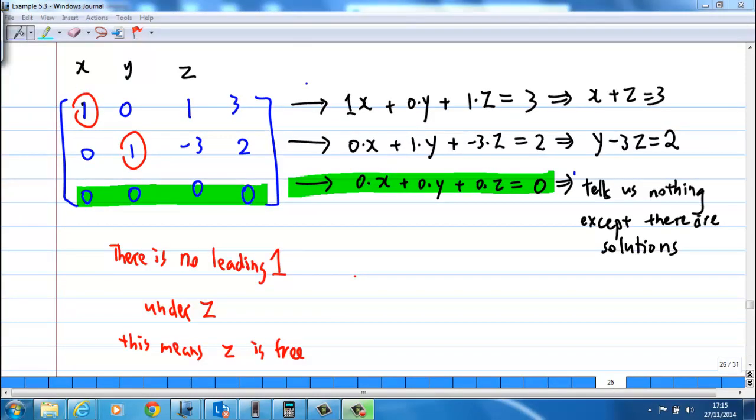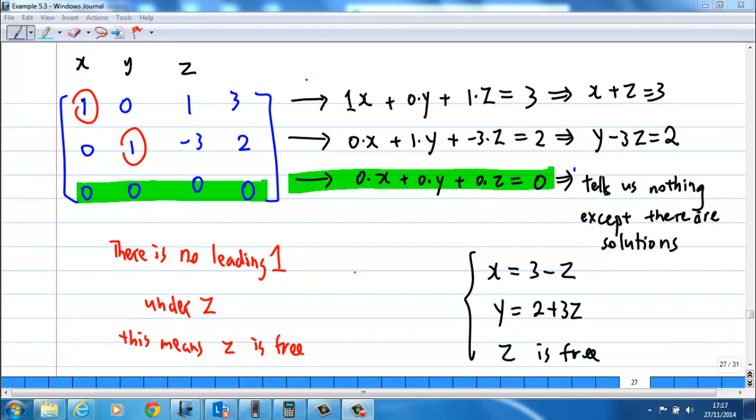Notice that there is a leading one under variable x, and there's a leading one under variable y, but there is no leading one under variable z. This means that z is free. Therefore, the solution of this system of equations is x = 3 − z, y = 2 + 3z, and z is free. This means that z can be any number, and x and y just follow.